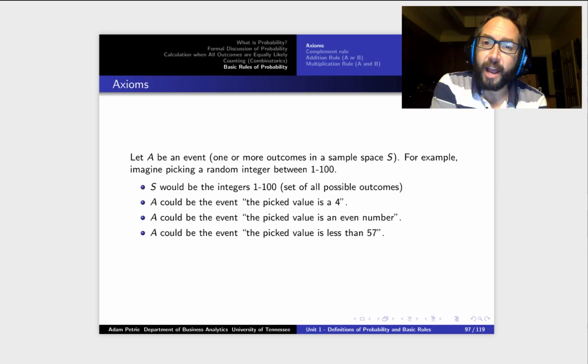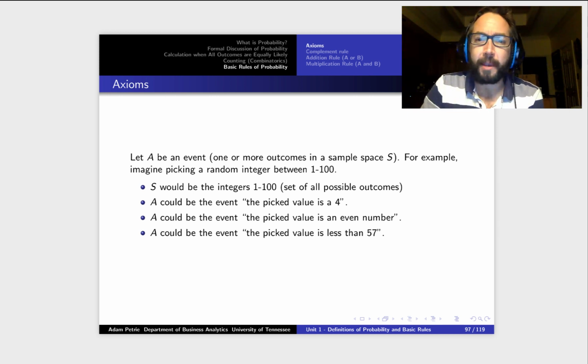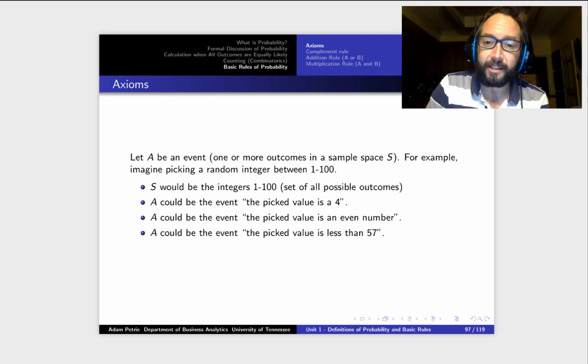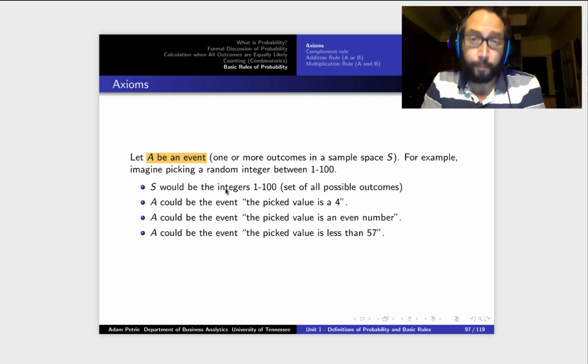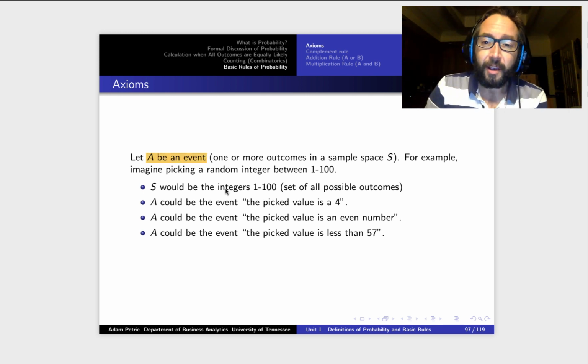And the first thing we should start out with are just the basic axioms about probabilities. Some notation, some stuff that's going to make writing down some of these rules a bit easier. And so we're going to call, just as a placeholder, some generic event that we're interested in by the letter A. So A is going to be our event of interest. It's going to be one or more outcomes in the sample space. And we're going to denote that sample space by just a capital letter S.